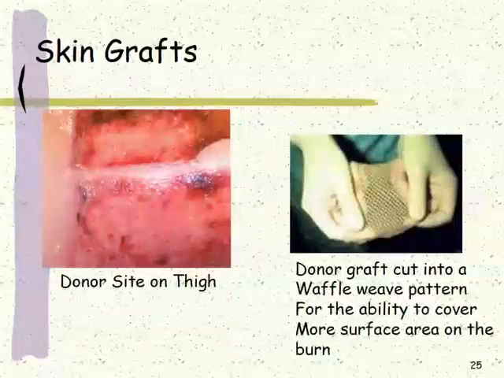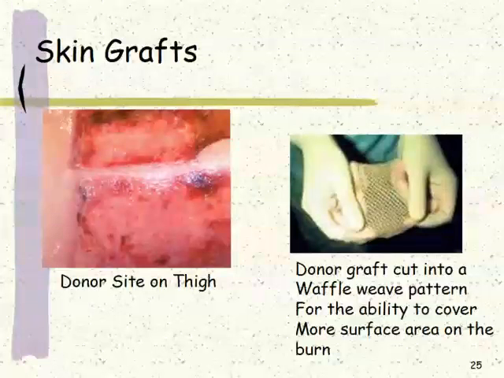These are some pictures of skin grafting. The picture to the right is what I was describing earlier, when you can actually get a weave kind of pattern so you can cover more surface area. That's actually skin from a donor site that's being held there on that right picture. And then this just shows to the left what the donor site would look like.